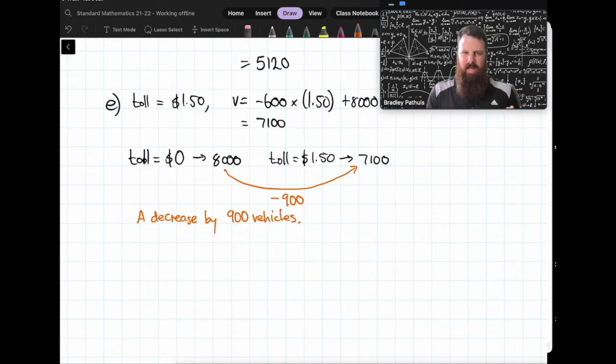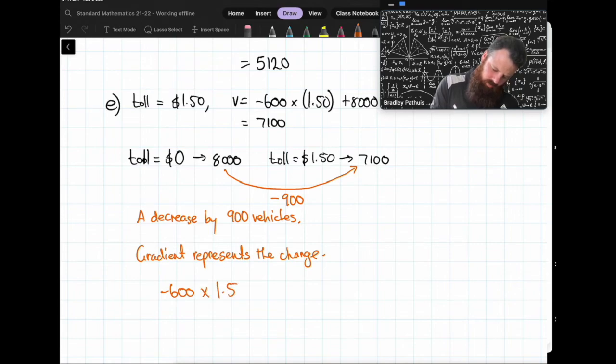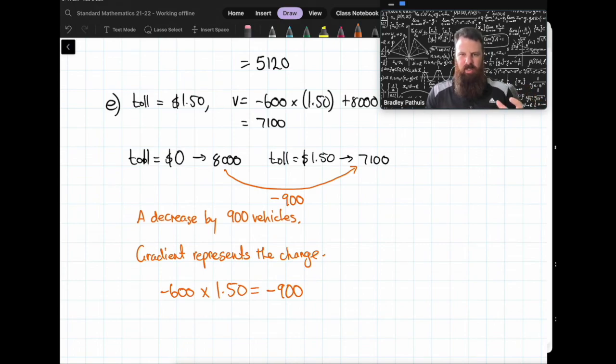Another way we could have figured that out is that the gradient represents the change. Minus 600 times 1.5 equals a negative 900 in change. So as that toll increased by $1.50, $1.50 times our gradient of negative 600 meant there was a change happening of negative 900. That's another way we could sort that out.